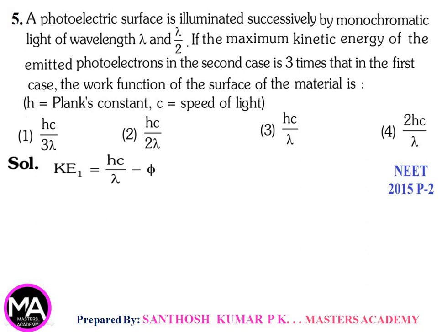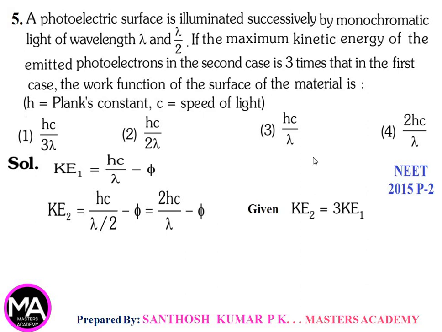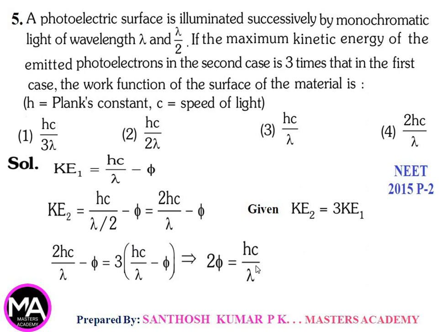So in the first case, the wavelength is lambda, therefore hc by lambda minus phi. Now, the kinetic energy in the second case is kinetic energy 2 is equal to hc by, the wavelength is lambda by 2. So hc by lambda by 2 minus phi, which is 2 hc by lambda minus phi. And they have given that kinetic energy in the second case is 3 times the kinetic energy in the first case. Therefore, 2 hc by lambda minus phi is equal to 3 into hc by lambda minus phi. Therefore, on solving, you will get 2 phi is equal to hc by lambda, or phi is equal to hc by 2 lambda. Therefore, option is second one. The work function is hc by 2 lambda.